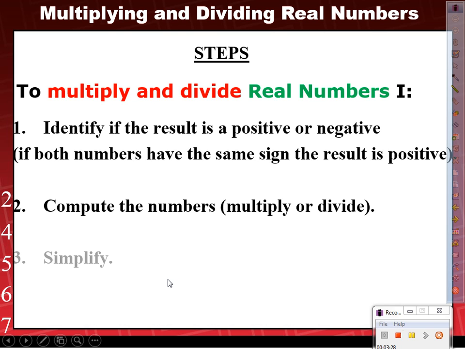Step 1, identify if the result is a positive or negative. How do we do that? If both numbers have the same sign, the answer is positive. Step 2, compute the numbers, which means multiply or divide. Step 3, simplify. Copy that, please.